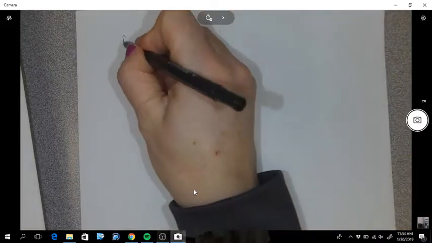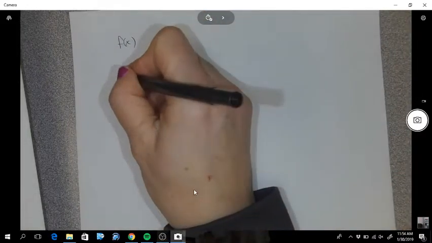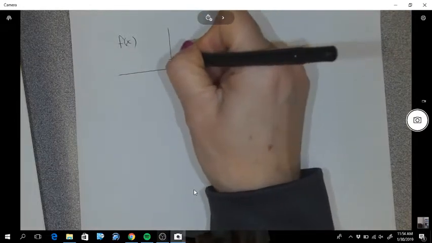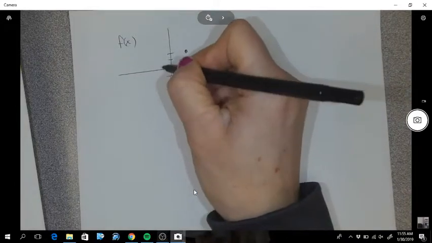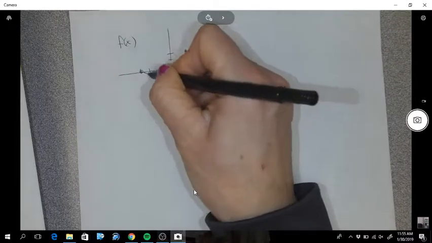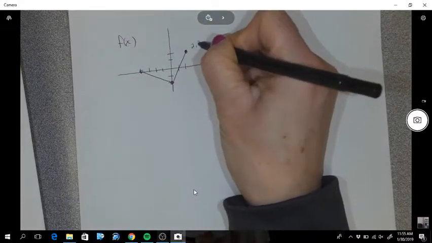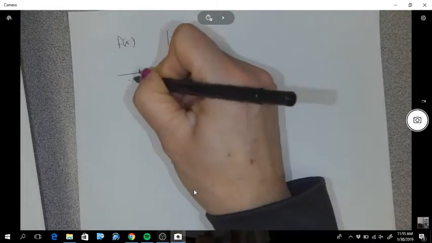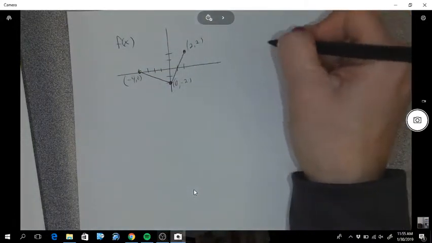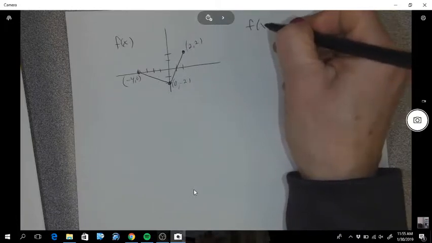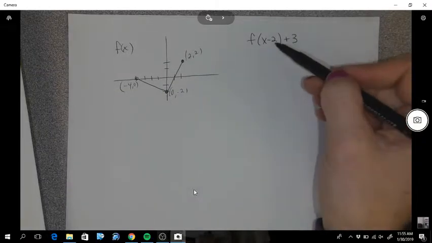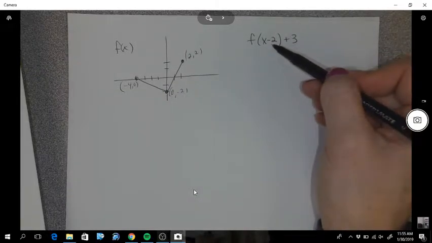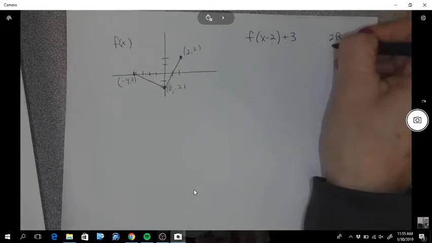Okay, so what if we do this to graphs? So f(x). Here's the point (2, 2). Let's go (0, -2), and (-4, 0). Okay, what is f(x - 2) + 3? In this case, you're going to be going 2 to the right and 3 up.